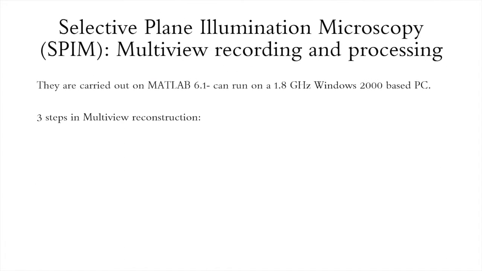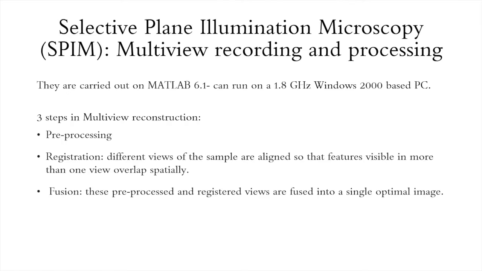This process consists of 3 steps, namely pre-processing, registration, and finally fusion, where these pre-processed and registered views are fused into a single optimal image. Depending on the optical properties of the sample, multi-view reconstruction can help to fill in information about obscured regions of the sample and improve the resolution.